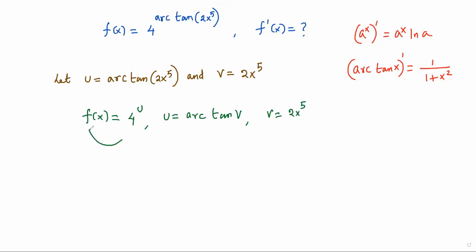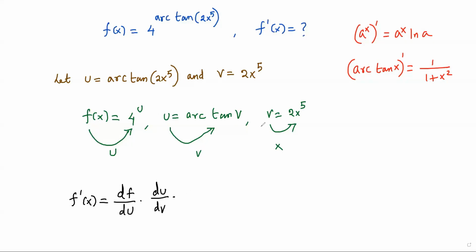Here f is a function of u, u is a function of v, and v is a function of x. But I need to find the derivative of f of x with respect to x, that is f prime of x. Immediately I cannot find the derivative of f with respect to x, because f is a function of u. So I can find the derivative of f with respect to u. Now u is a function of v, so I can find the derivative of u with respect to v. And v is a function of x, so I can find the derivative of v with respect to x.